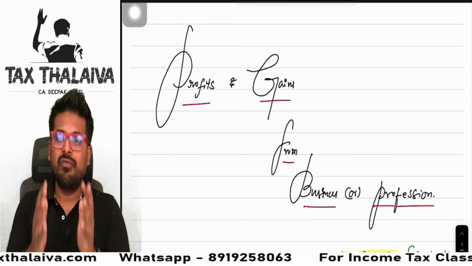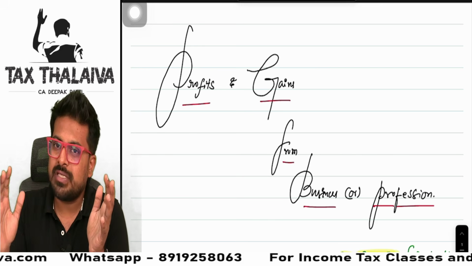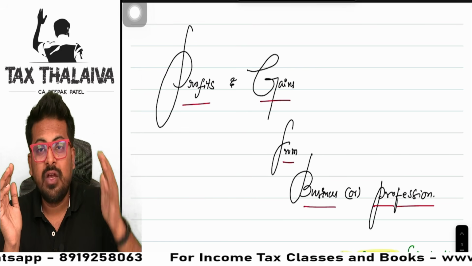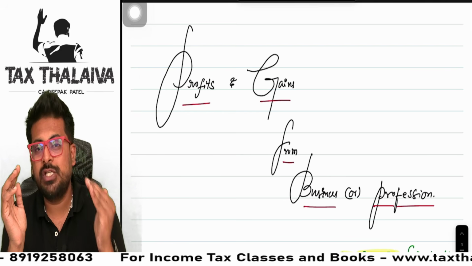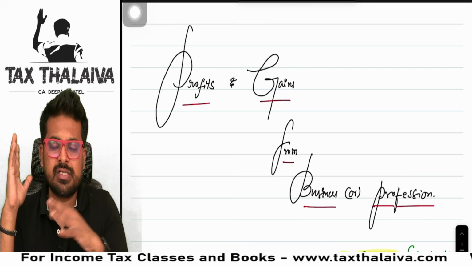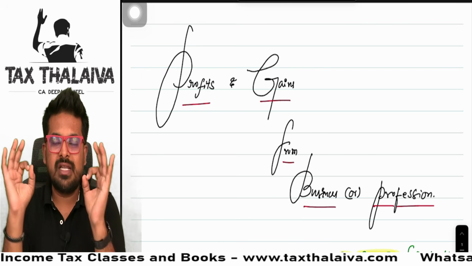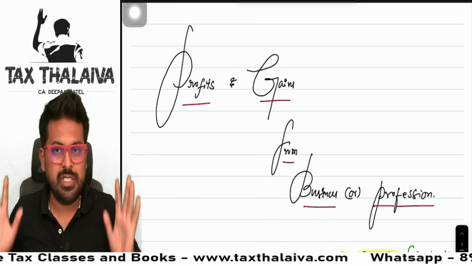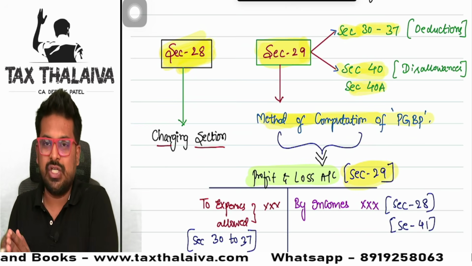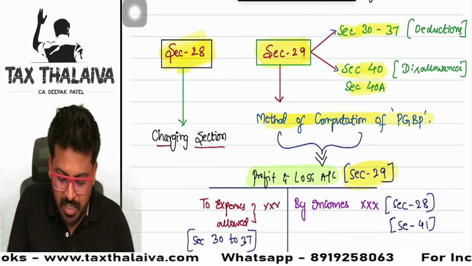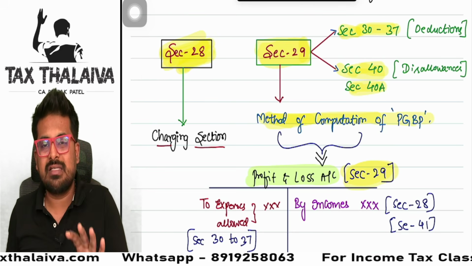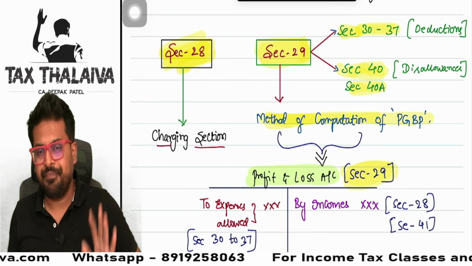So in this chapter, we will be discussing all those incomes which are taxable under the PGBP head, and all those expenses which we can claim under the PGBP head. Once we take income and reduce from that all the expenditures, we will arrive at the business profit, which is taxable under the PGBP head. Now, in this chapter, we will be dealing with multiple sections. See guys, always remember section 28 and section 41 only discuss the income portion.